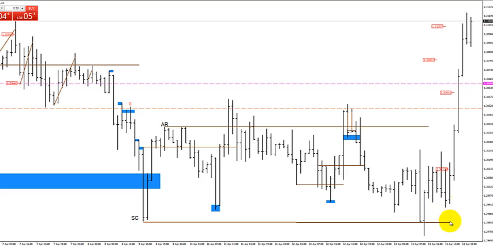Equivolume was also giving me the indication that you were seeing fat bars and fat volume histogram bars showing a lot more pressure. Again, that was not the basis for the entry. It was just confirmation as I'm looking for additional forms of confirmation. With the dollar, remember the dollar as our indicator.